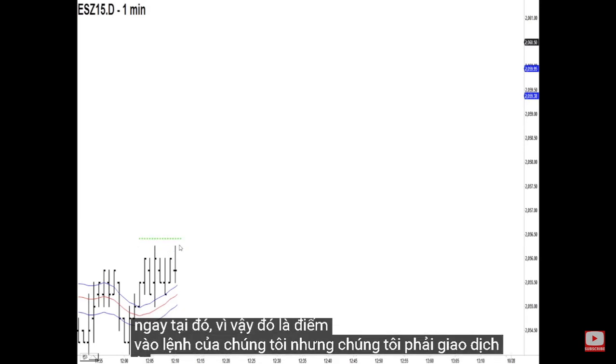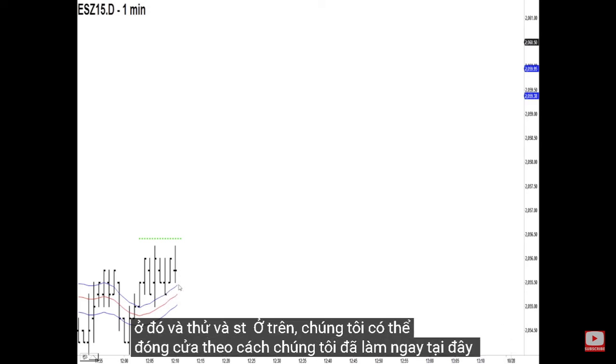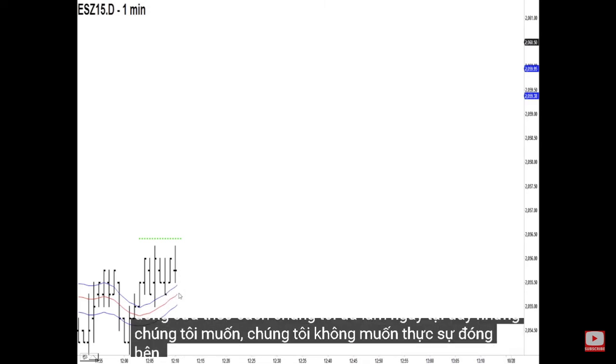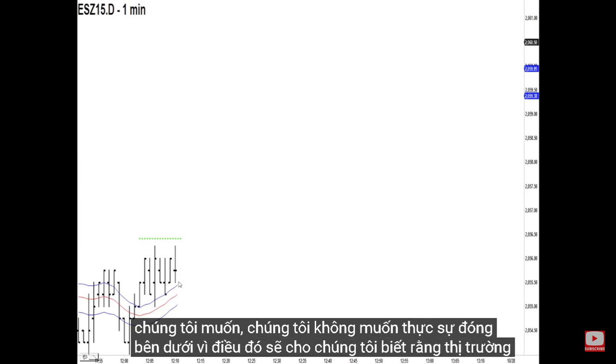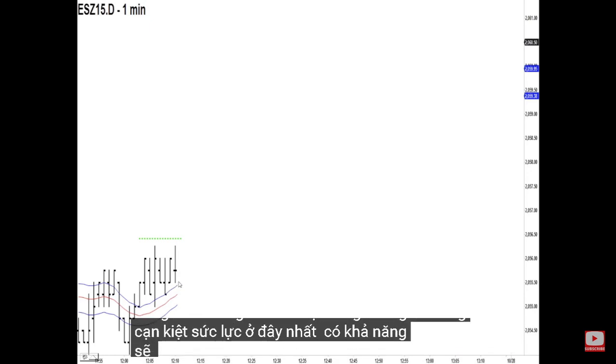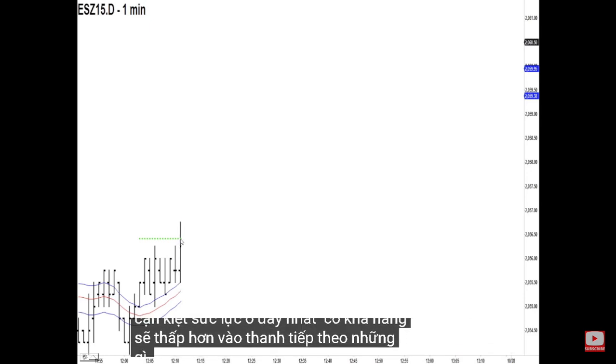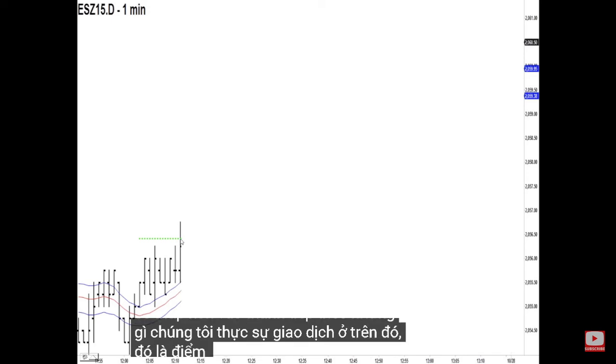But we have to trade there and try to stay above. We can close on the way we did right here, but we don't really want to close below, because that'll tell us that the market is giving us signs that we're kind of running out of steam here, most likely going lower. So on the very next bar, we actually traded above there. So that's our entry point.